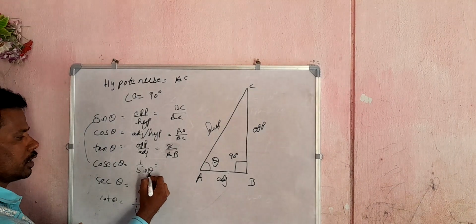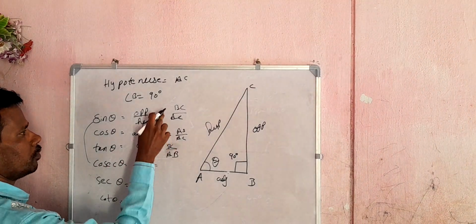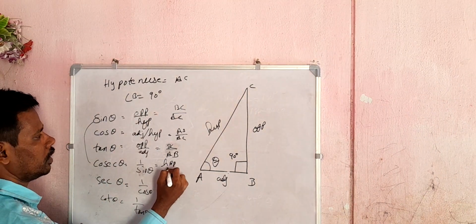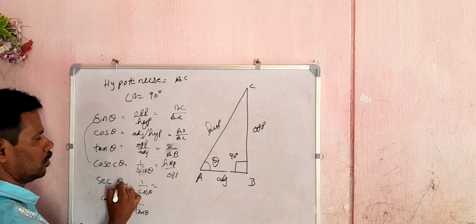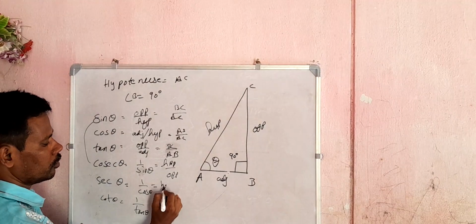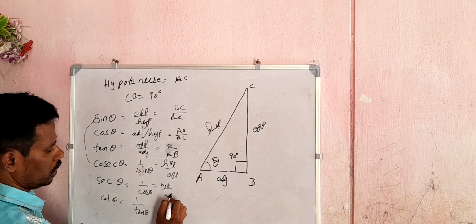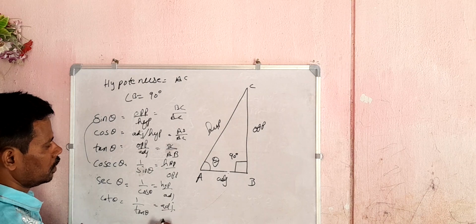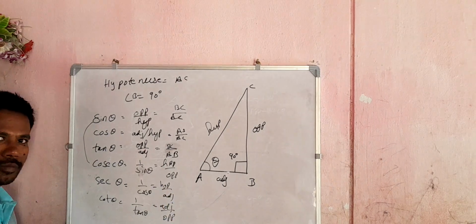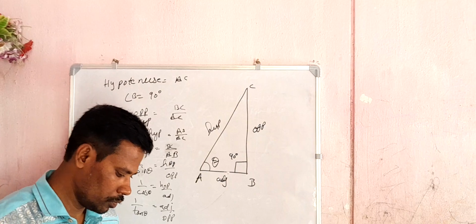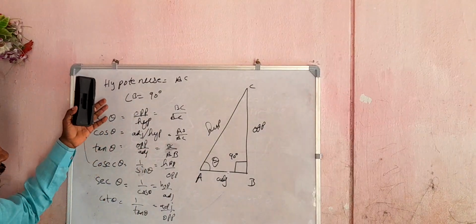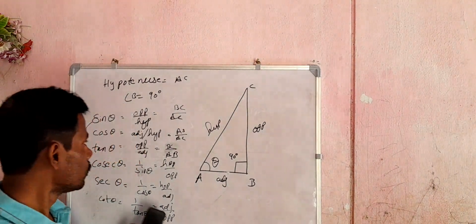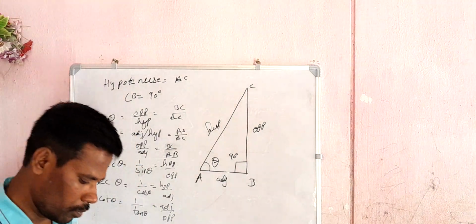Cosecant is nothing but simply the inverse. Here we had written opposite by hypotenuse, but no, you should write hypotenuse by opposite. Secant theta is hypotenuse by adjacent. Cot theta is adjacent by opposite. That's it. If you know these things, we can do some problems based on this. So let us begin some problems.